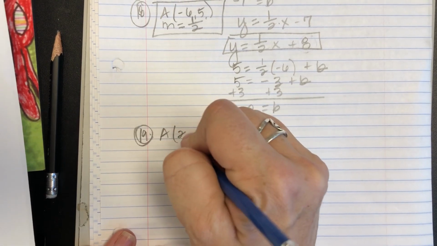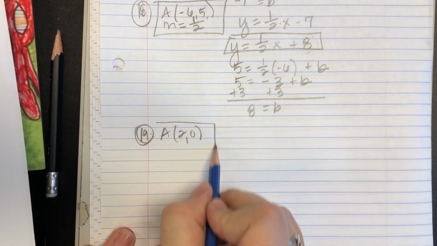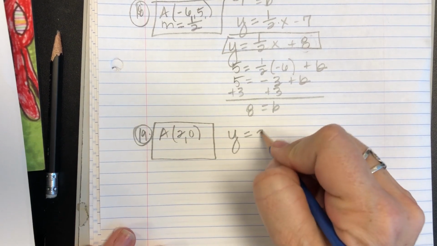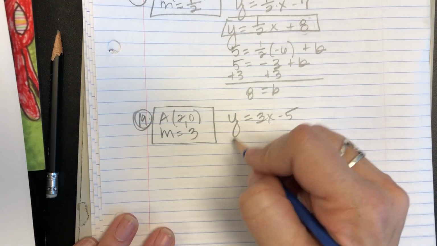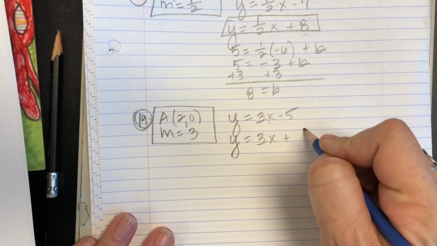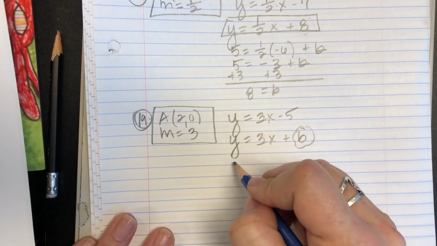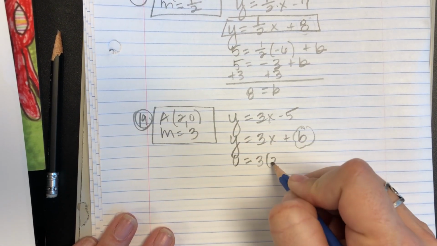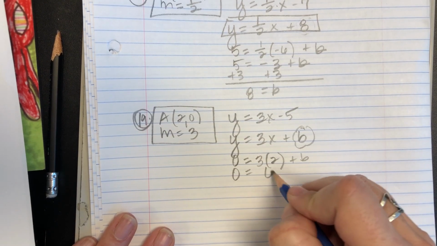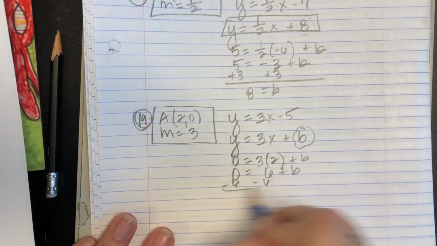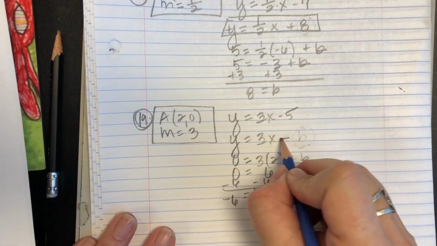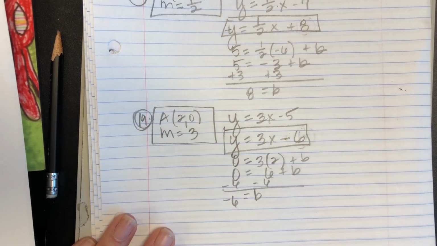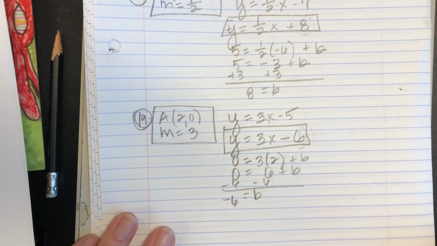Number 19, we're given the point (2, 0). We have to write an equation through that point, parallel to the line y equals 3x minus 5. That tells me the slope has to be 3. y equals 3x plus the missing b. Plug in my x and y: 0 equals 3 times 2 plus b, so 0 equals 6 plus b. b must be -6. I can go back up and change that out. So I'm just using y equals mx plus b, solving for b, getting the slope from the previous problem.